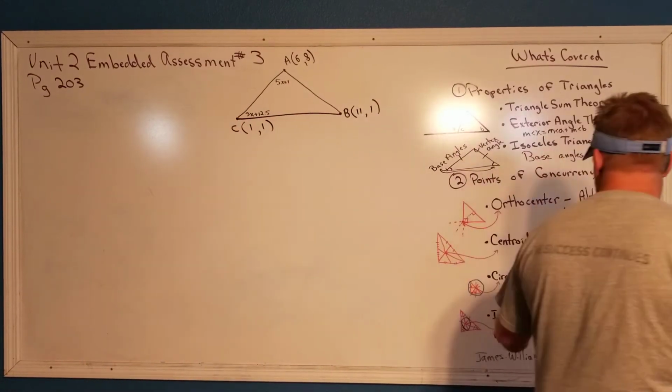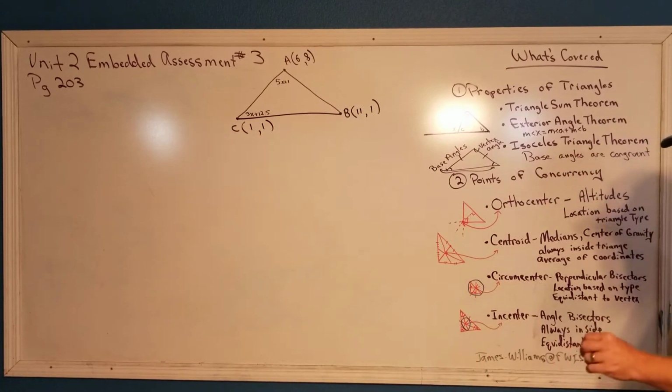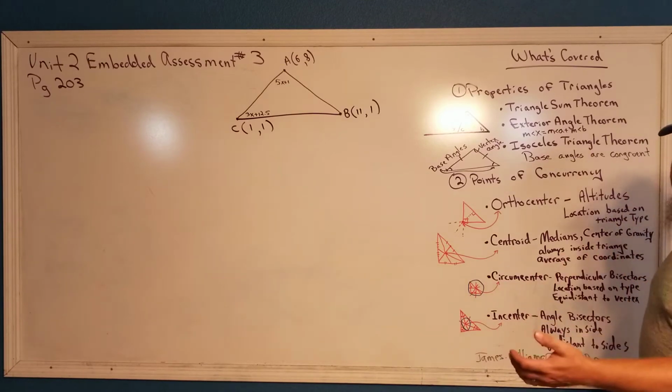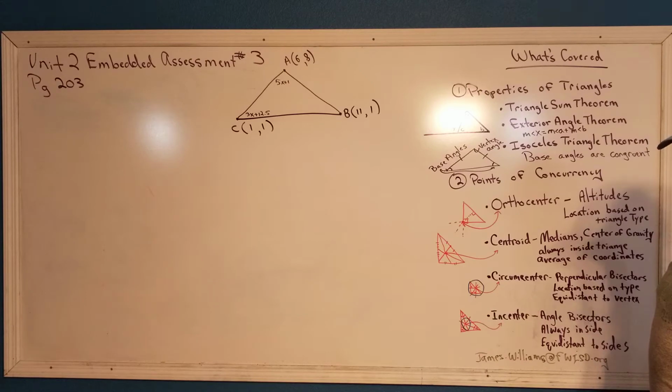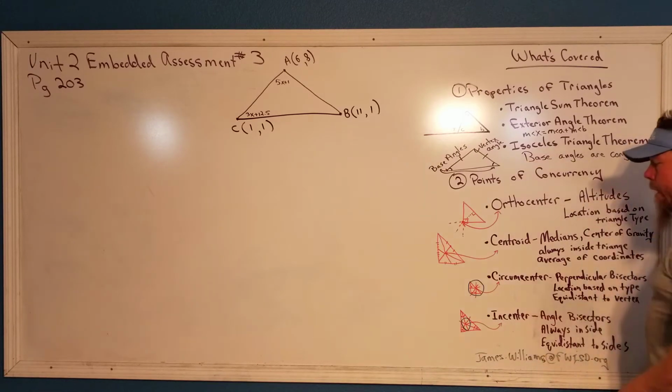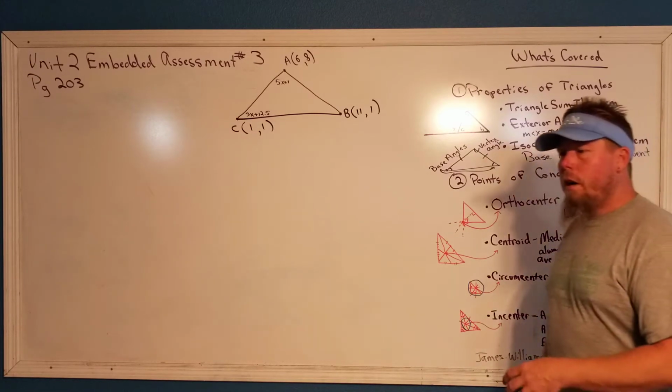The circumcenter is going to be on the hypotenuse of a right triangle. It's going to be outside of an obtuse triangle, and it's going to be inside of an acute triangle. Okay. The incenter. The incenter is what happens if we were to draw a circle.